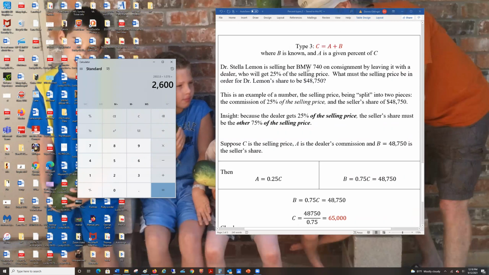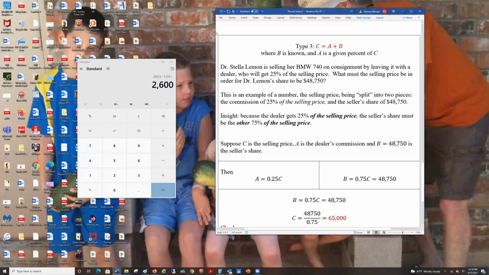The third kind of problem that comes up frequently is one like this. You're going to sell your car on consignment through a dealer who gets 25% of the selling price, and that's critical. It's not 25% of what you want left, it's 25% of the selling price. So what does it have to be in order for the seller to be left with $48,750? Again, it will not work to multiply that $48,750 by 25% and adding it on, because the commission is not 25% of that, it's 25% of the selling price, whatever that happens to be.